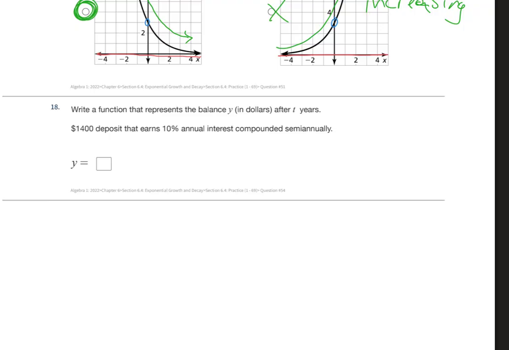Got it, got it. Write a function that represents the balance y in dollars. Well, there it is, y in dollars after t years. You got $1,400 initially. That earns, so that's 1 plus 10%, annual interest compounded semi-annually. Well, we need to go back and talk about something.